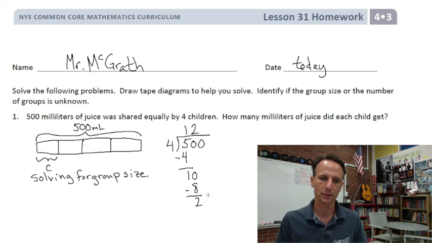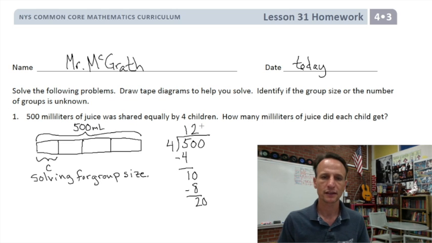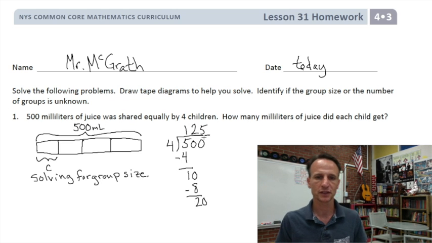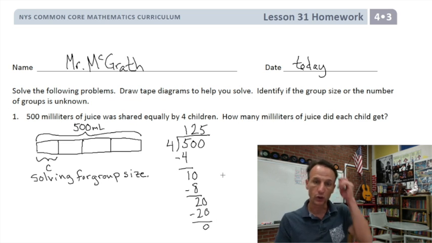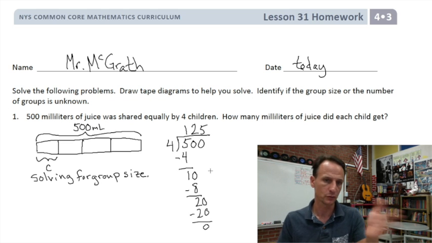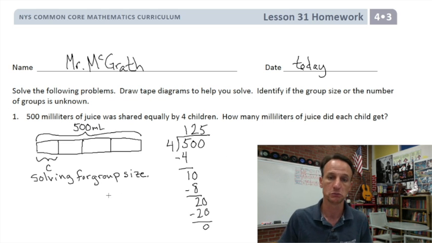And now we can divide up the 0 ones as well. How many 4s in 20? There are 5 4s in 20, because 5 times 4 is 20. When we subtract, we're left with 0. So we have no remainder, and we're not instructed to check, so we won't.